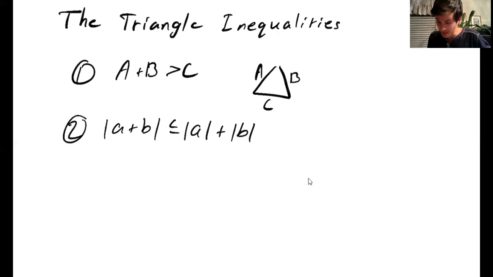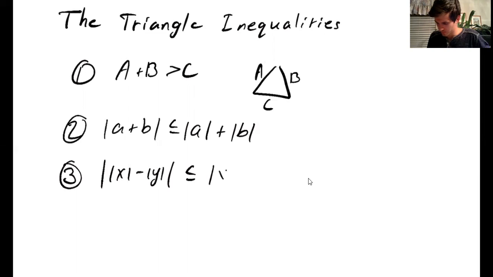Then we're going to use 2 to prove the next one, which is the absolute value of the absolute value of x minus the absolute value of y, less than or equal to the absolute value of x minus y. We're actually going to use 2 to prove 3.